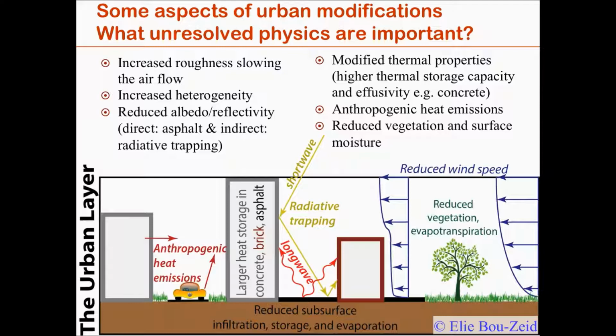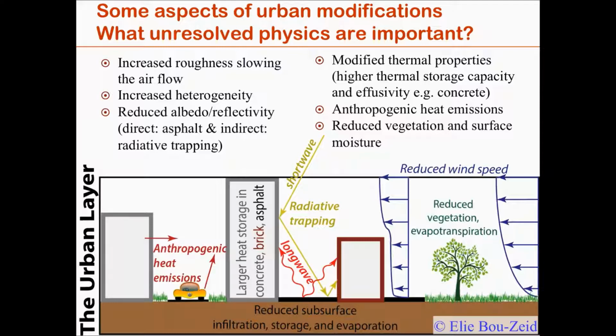There's a reduction in the albedo, both direct, because, for example, the large asphalt surfaces have a very low albedo, and indirect, because if you look, for example, at a shortwave ray coming down, instead of being absorbed once and being reflected back into the outer space or into the higher atmosphere, in a city it can be reflected from a wall down to the land surface, and then reflected from the land surface to another wall.